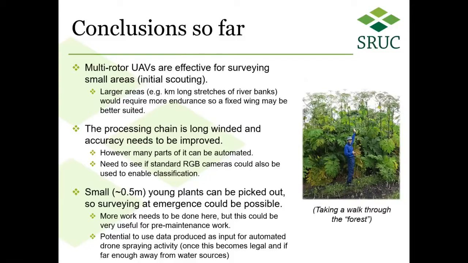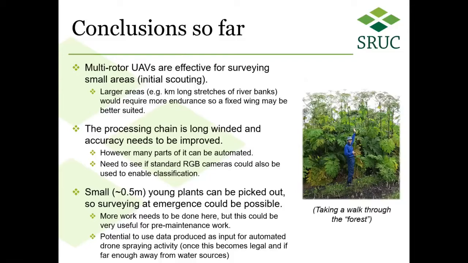But if we can get away from relying, or not relying, but wanting to use multispectral, to using bog standard cameras that are ubiquitous on modern drones, then that would also be an advantage. The interesting thing was small plants could be picked out, so less than half a meter, and that could be particularly useful from a management perspective if you wanted to give an accurate map to your contractors before they go and do any work.